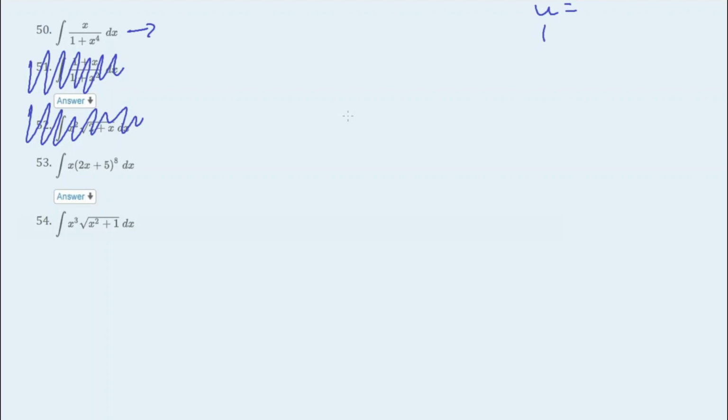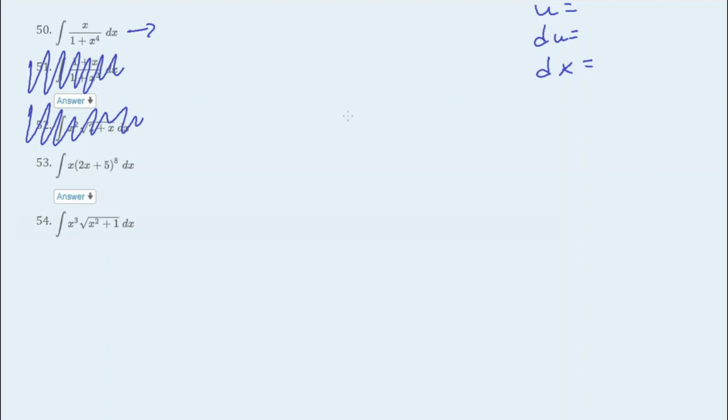Alright, so let's take a look at number 50. So number 50, we have x over 1 plus x to the fourth power. The way we're going to answer is not going to be traditional like the other questions. But let's say we had u equal to 1 plus x to the fourth. Then that means we're going to have 4x to the third power. And we have x on the top, so we're going to be left with 4x to the second power when we plug in u, in which we don't want to be left with that.